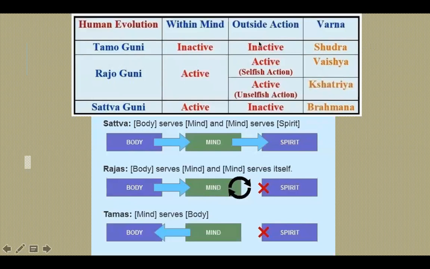Varna, you don't have to worry about that. This is important for a certain layer of psychology, but we're not going to get into it right now.